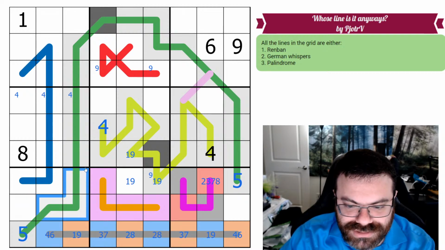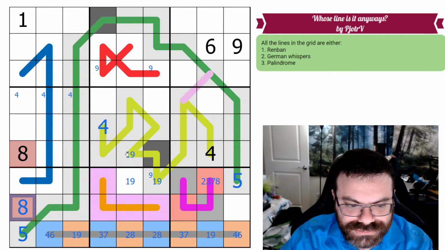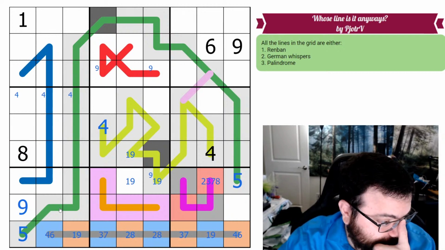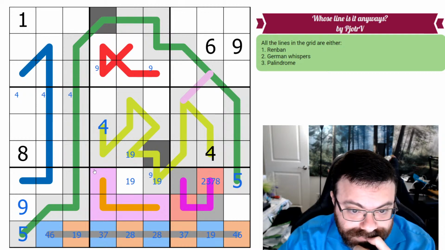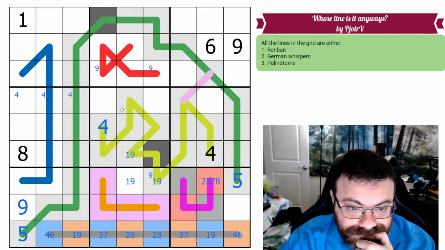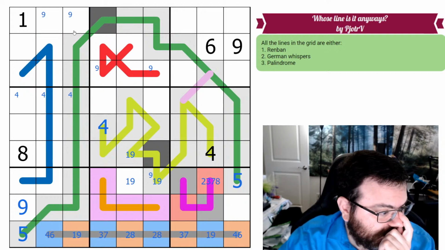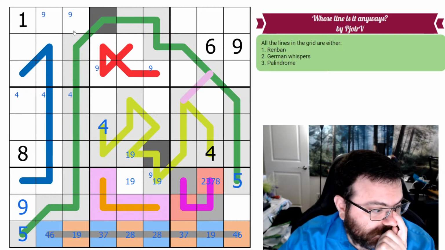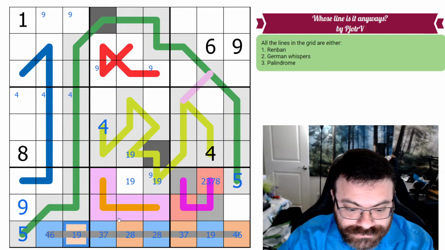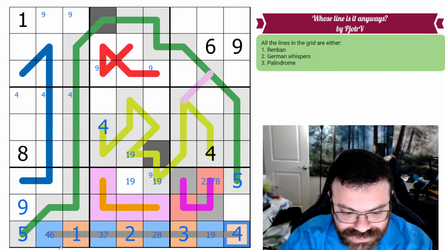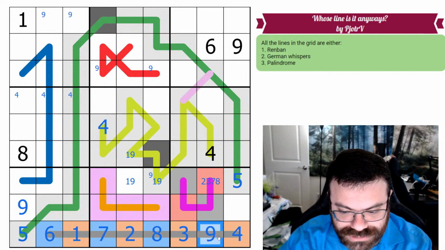Oh, right. This palindrome is here, so these can't be 9. And then this one 9 sees across, so that's a 9. That's a 9 up here. Ah, and that finally gives us this. This is 2, 1, 2, 3, 4, and this is 6, 7, 8, 9.